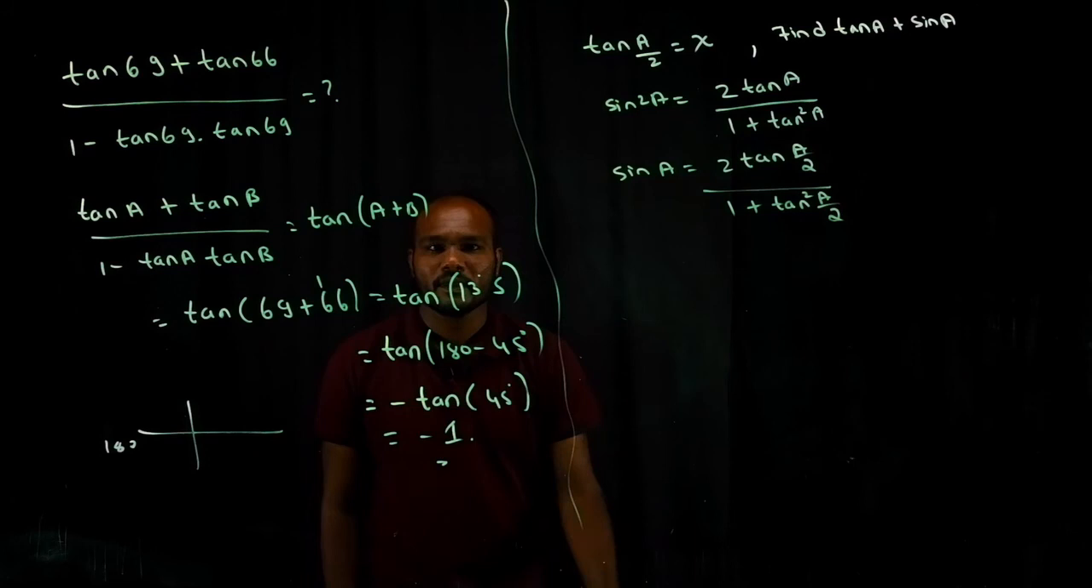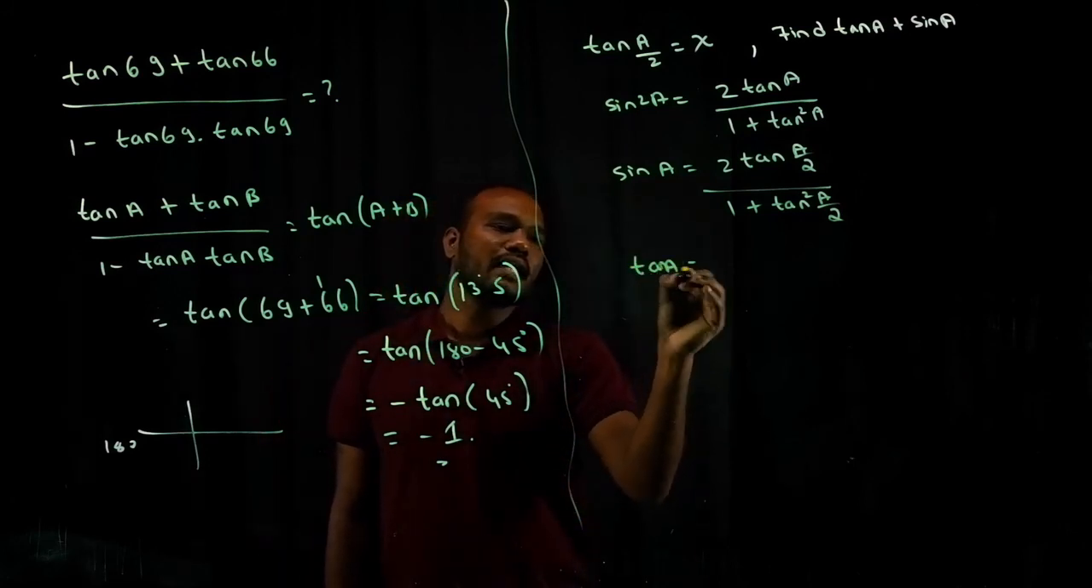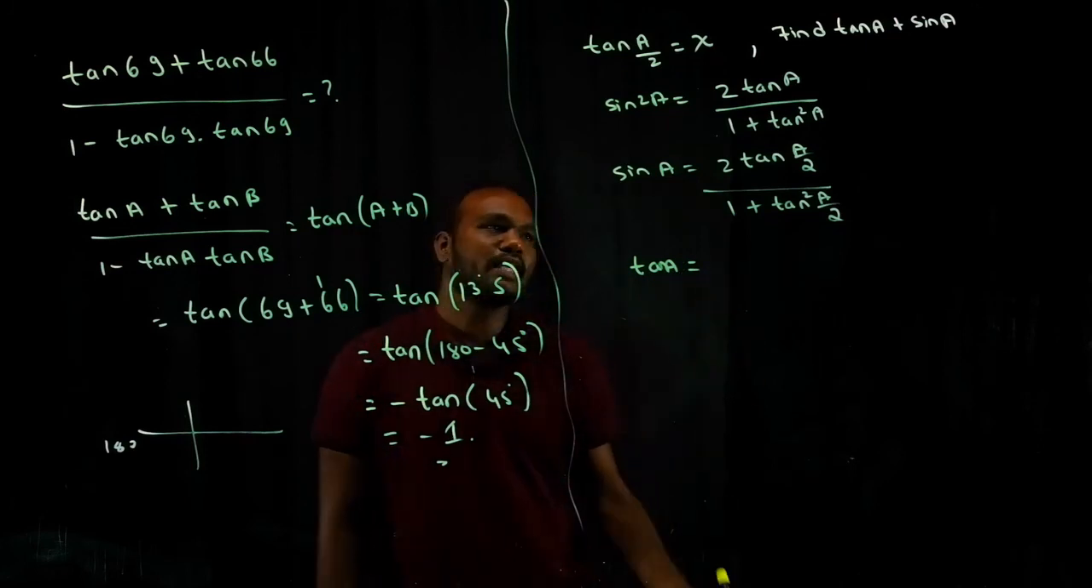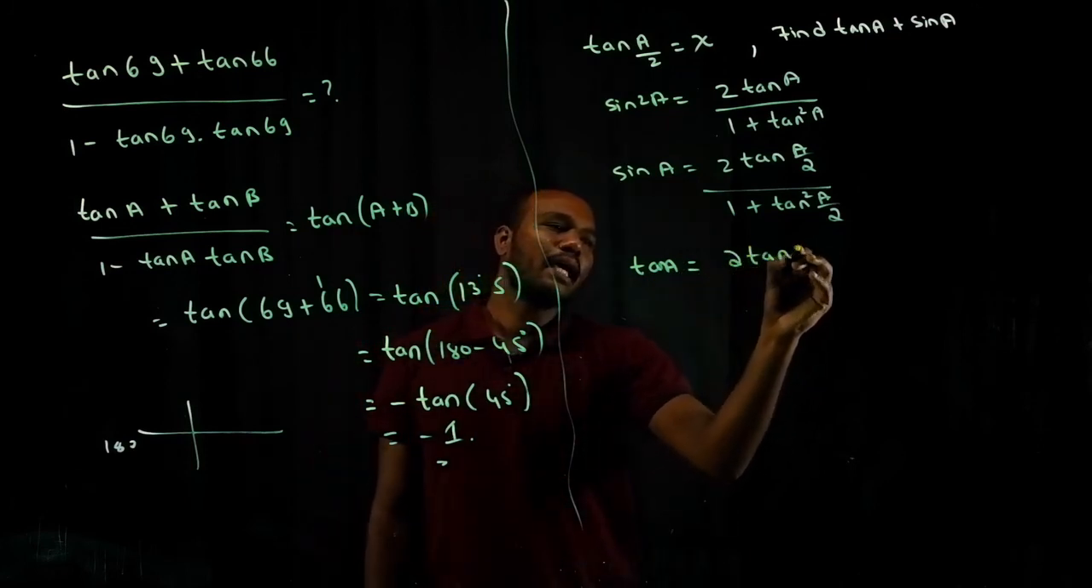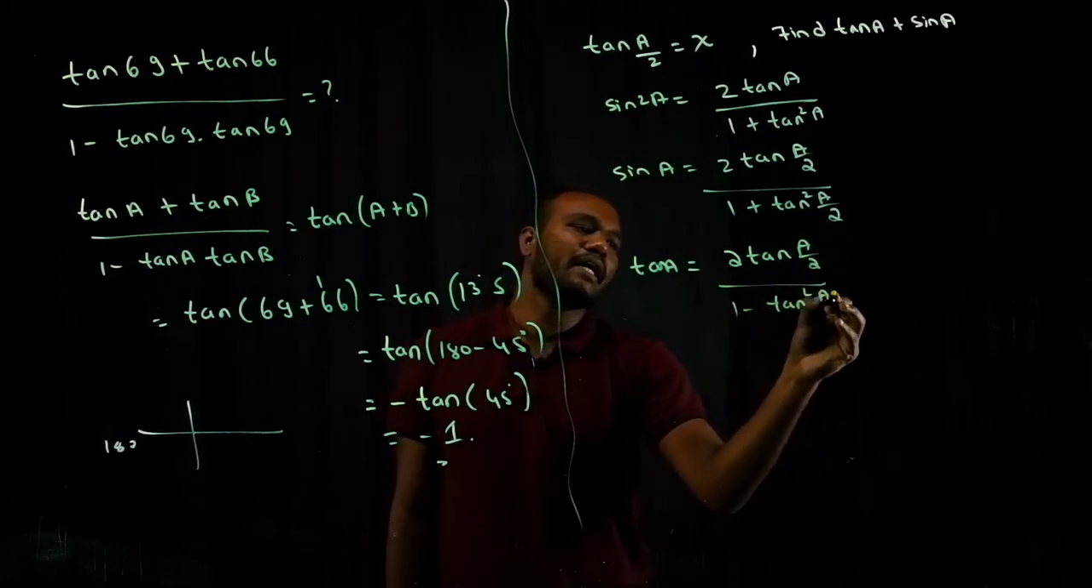This is a formula. Again, if you want to write tan a in terms of a by 2, that will become 2 tan a by 2 over 1 minus tan square a by 2.